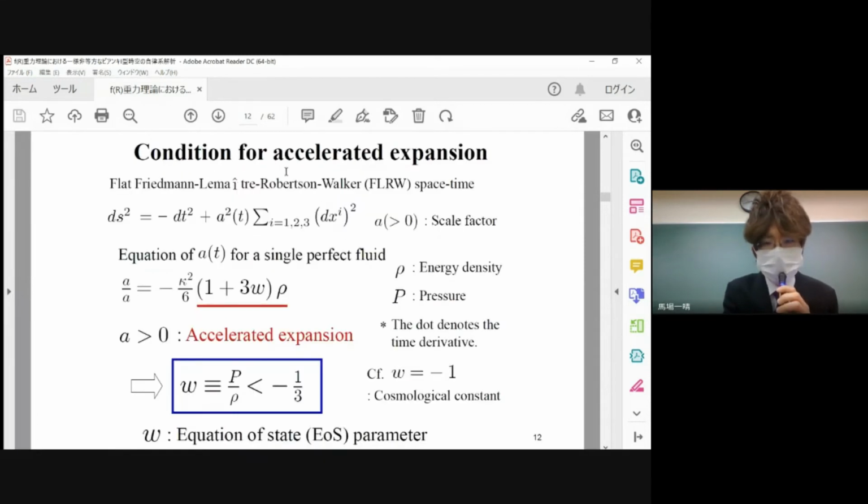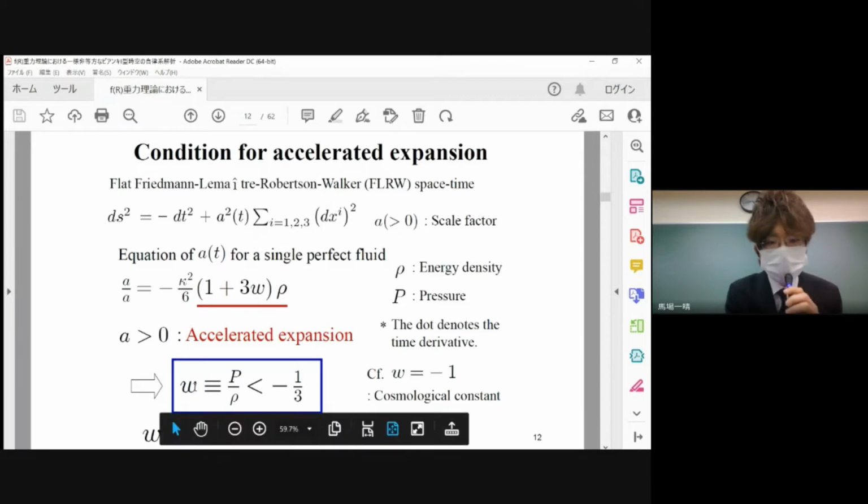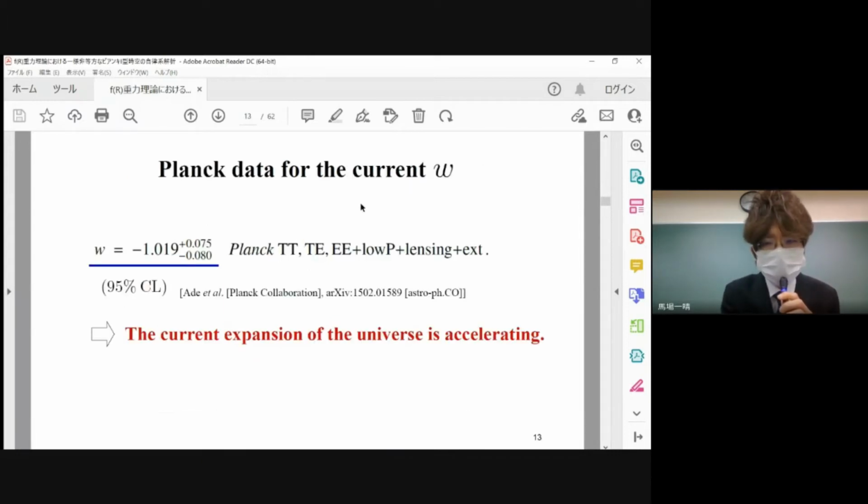The condition for the accelerated expansion of the universe is as follows. Suppose the metric is given by the homogeneous and isotropic one. The equation of the scale factor for a single phase is given by these expressions. The accelerated expansion is realized when the a double dot is positive, namely the equation of state w, the P over rho, where P is a pressure and rho is an energy density, should be less than -1 over 3. The current Planck data for the w is given by this, namely less than -1 over 3. That's why the current expansion of the universe is accelerating.